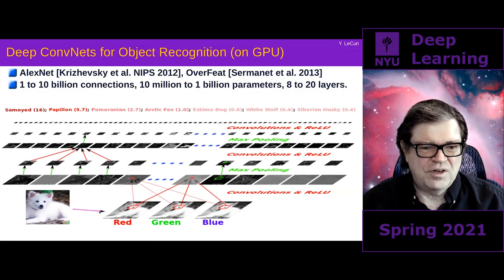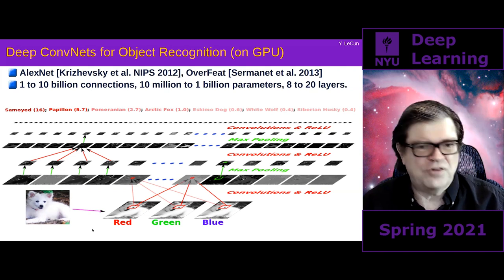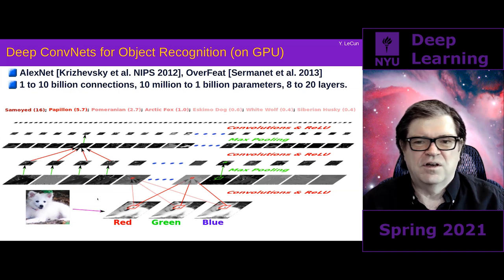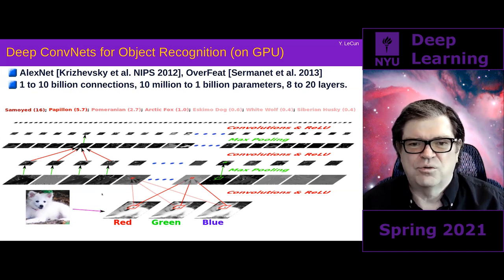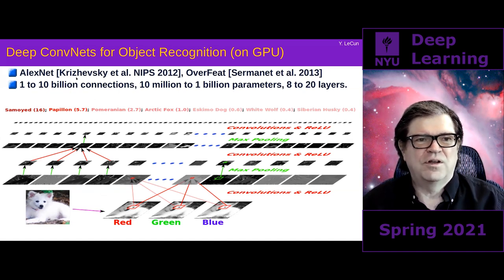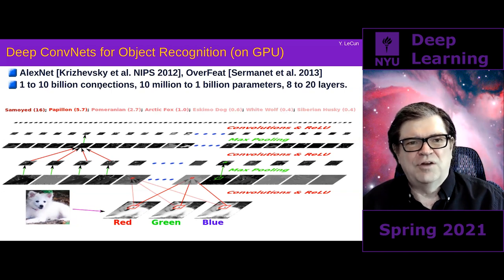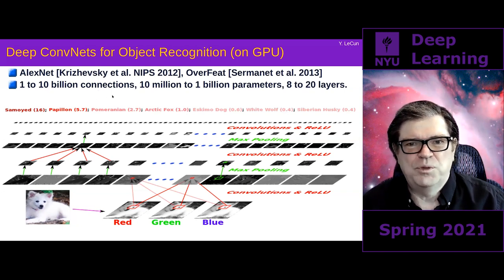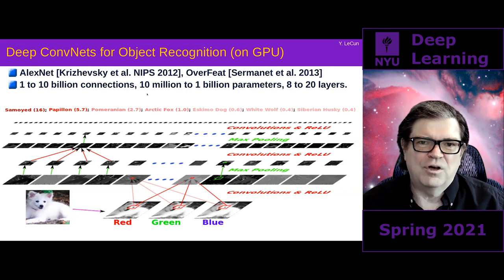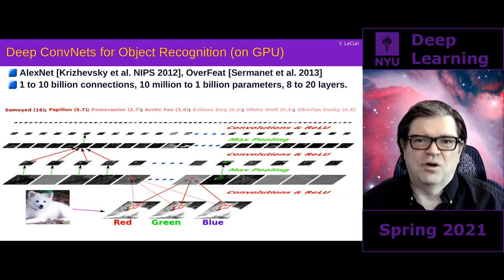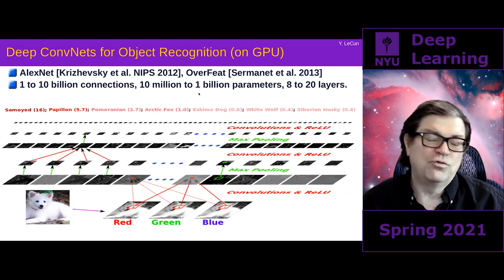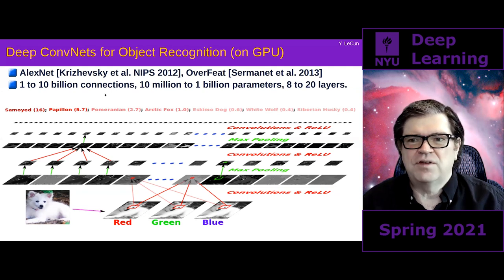What happened around 2012, 2013 is that our friends at University of Toronto in Geoff Hinton's group, Ilya Sutskever and Alex Krizhevsky, had a very good implementation of convolutional nets on GPU, and that allowed them to train a very large convolutional net on a single GPU at the time, or two GPUs actually, on the ImageNet dataset.